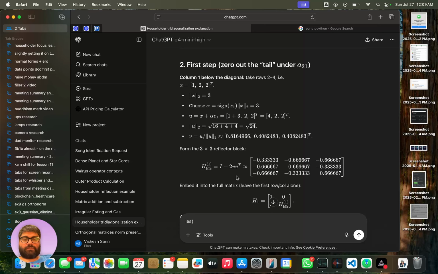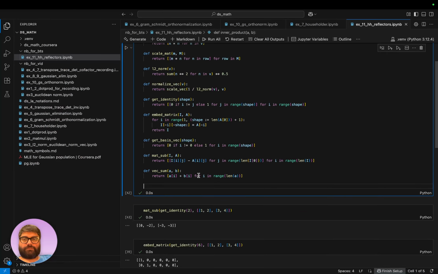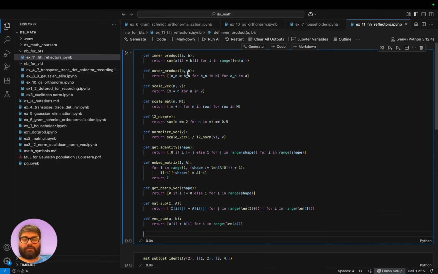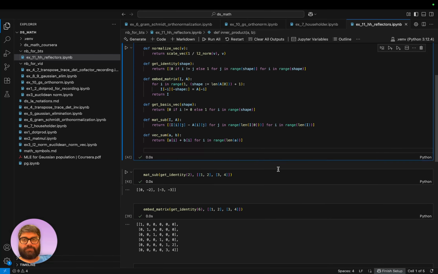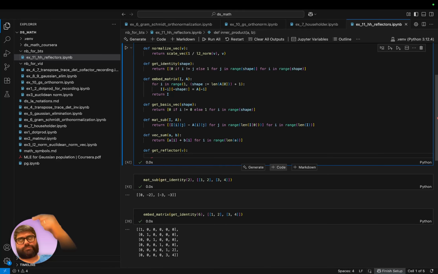And then the reflector block itself. I have outer products, I got scale, I got everything. All right, let's do the reflector block. Get reflector. That's gonna take essentially a vector, right? Because you're just gonna take the vectors repeatedly. Getting the reflector. So we have a vector v.